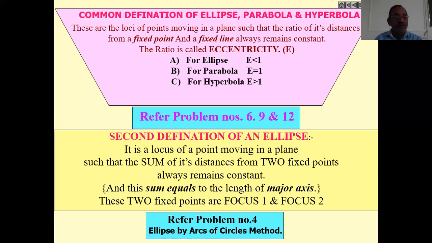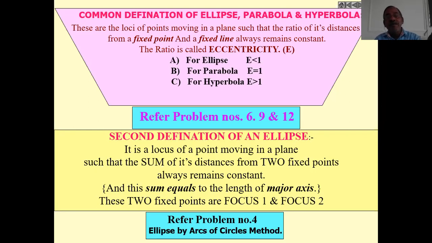So let us try to understand what exactly the definition is. I read it again. It is a locus of a point moving in a plane such that the sum of its distances from 2 fixed points always remains constant. It is said that there are 2 fixed points. That means there must be a fixed distance between those 2 fixed points, obviously. The distance between the 2 fixed points should be given to us in order to follow this definition and get the ellipse constructed, right?